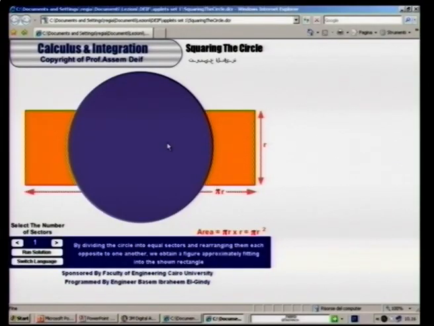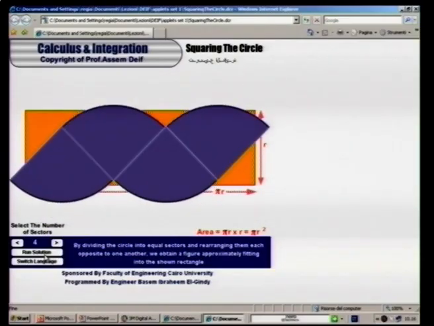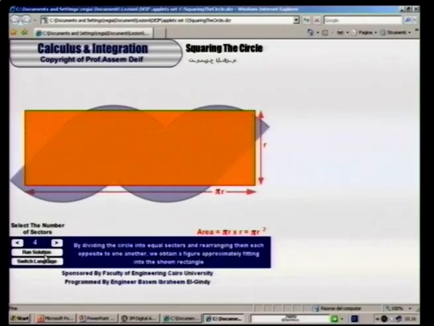Now, this is a circle, and they wish to calculate the area of the circle. So what they do, in fact, is subdivide the circle into, for example, 4 equal circular sectors. And then they organize them such that the base of one coincides with the vertex of the other, so that they almost become equal to a rectangle.